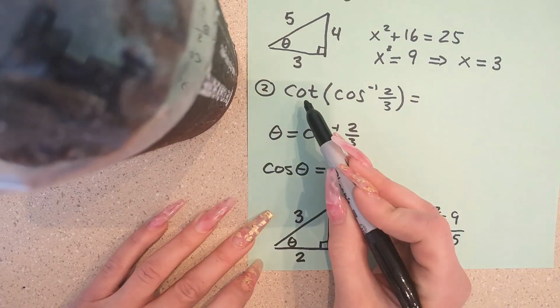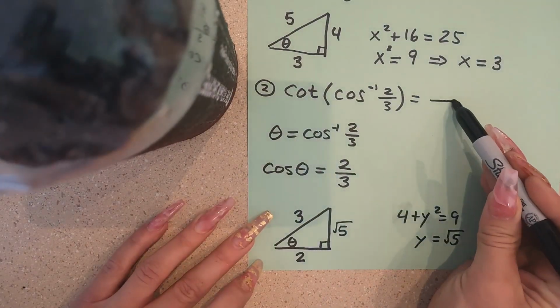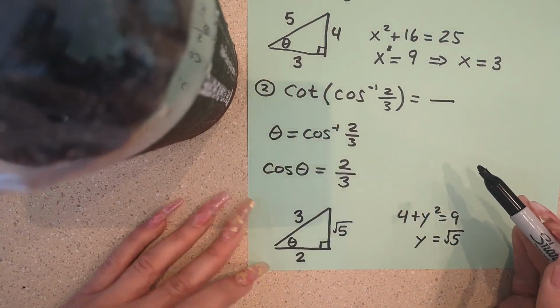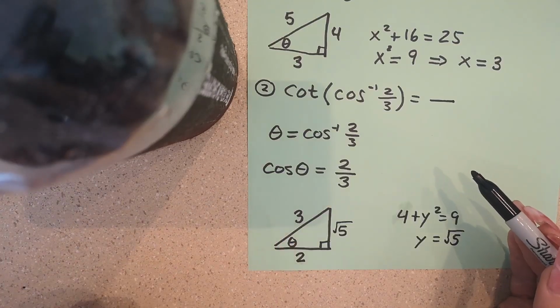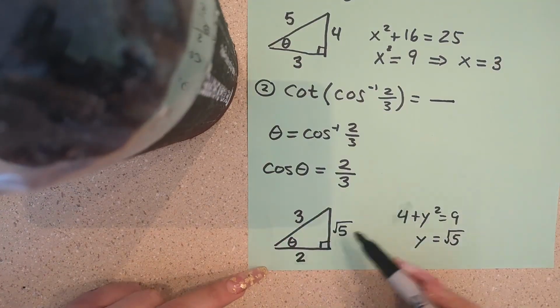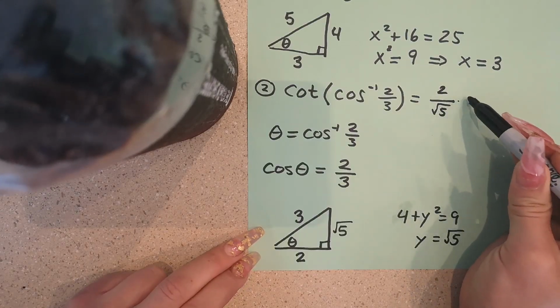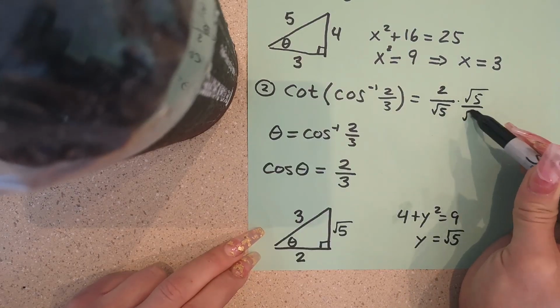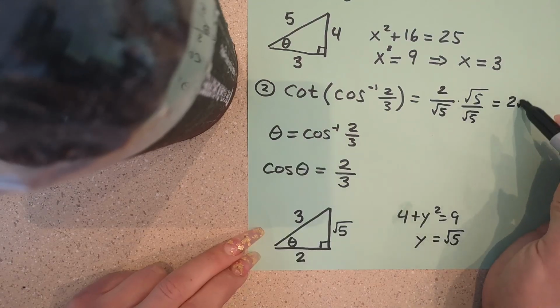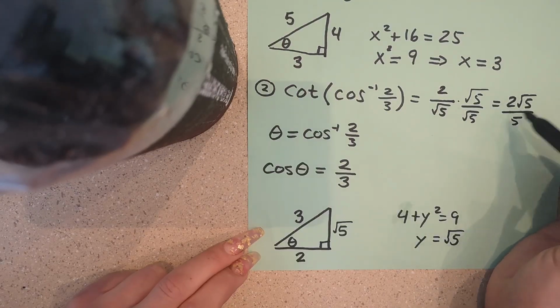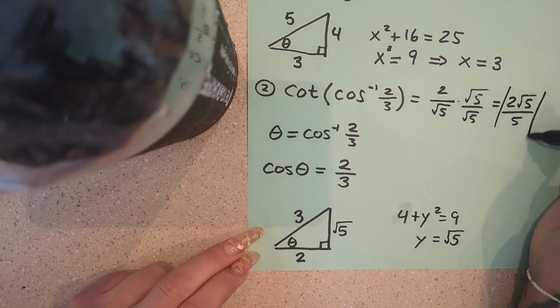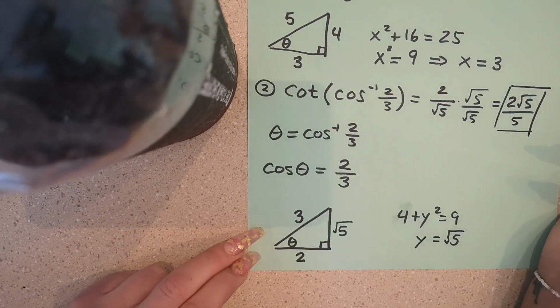Okay, now I'm looking for cotangent. Let's see, so cotangent is, well, the reciprocal of tangent. So it's x over y, 2 over root 5. So I would rationalize that guy. So 2 root 5 over 5. And there you have it.